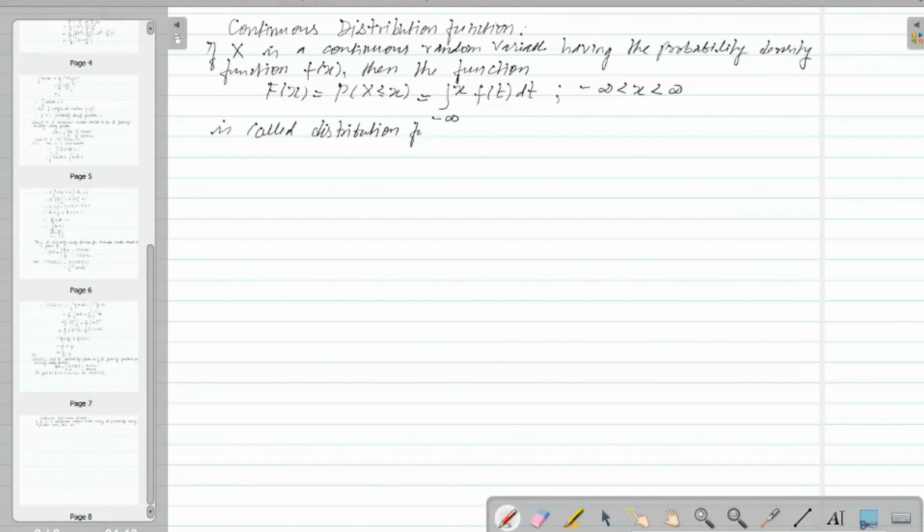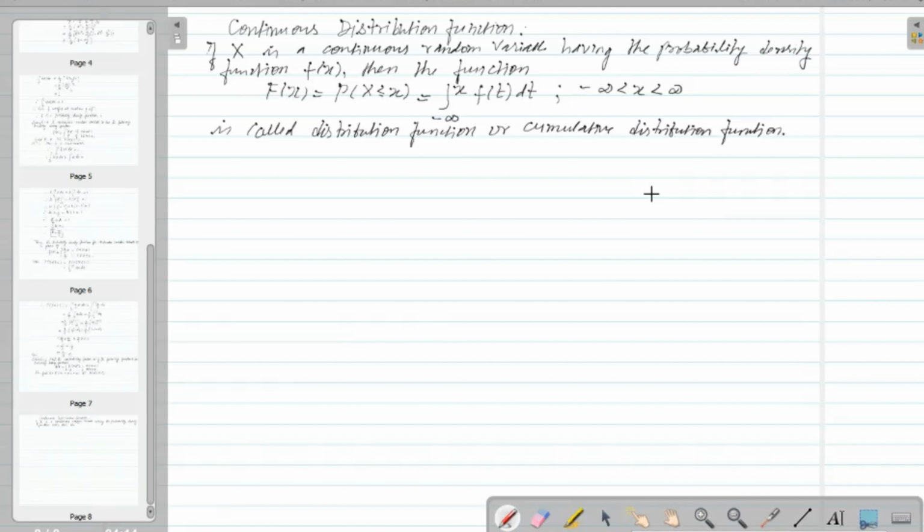Or simply you can say cumulative distribution function. So this is the cumulative distribution function, and based on this we will do some problems, and before that we will study some properties of the cumulative distribution function. So what are the properties of your distribution function?